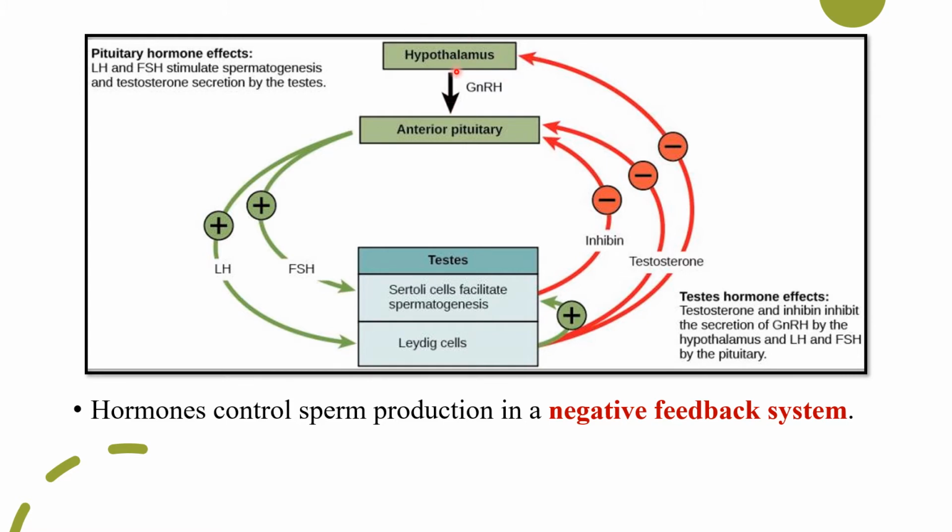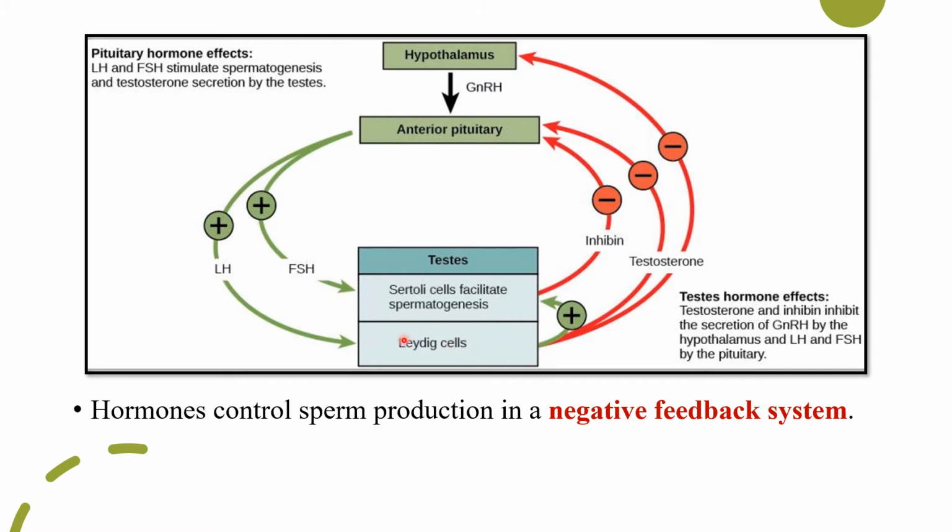From the hypothalamus, you have the gonadotropin releasing hormone. Once this gonadotropin releasing hormone affects your anterior pituitary, it releases your follicle stimulating hormone and the luteinizing hormone. So what do these hormones affect? We have your testes. In the testes, the FSH affects the Sertoli cells to facilitate spermatogenesis, and the LH helps with the Leydig cells.